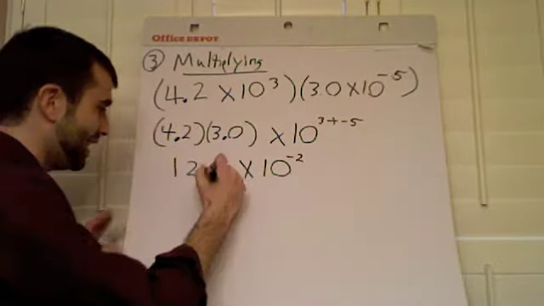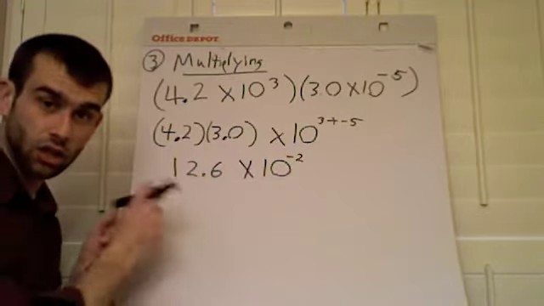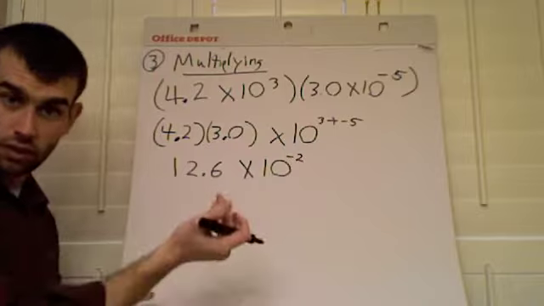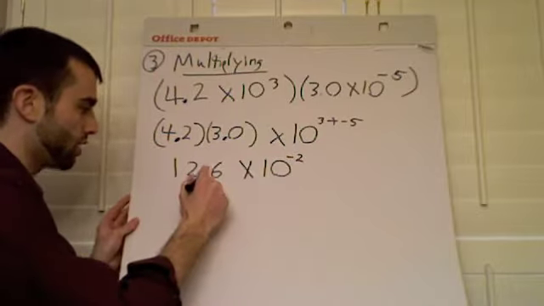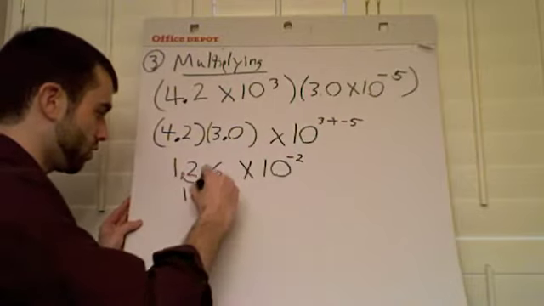But we can't leave it like that because notice we have a 12 here. Now this number in scientific notation can only be one digit. So it has to be between 1 and 9. 12 is greater than 9. We have to move this decimal over 1 to the left. We have 1.26.